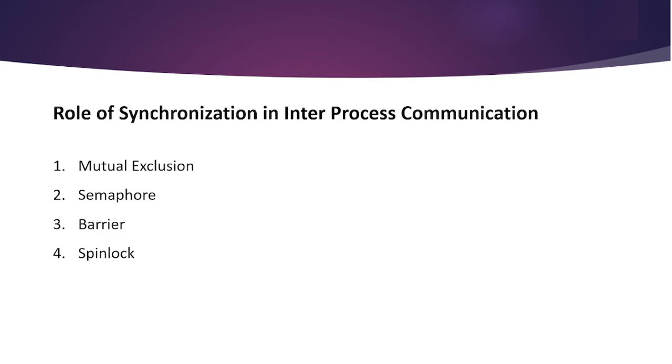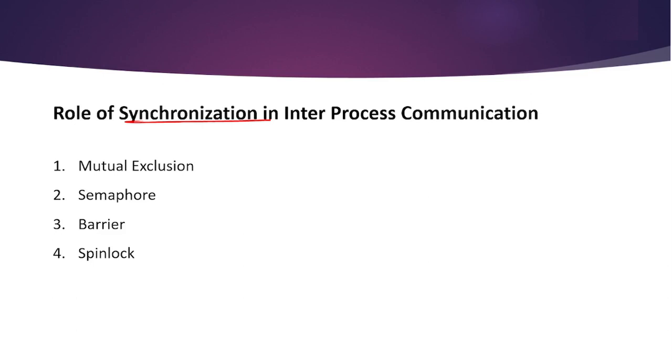Now we have synchronization in inter-process communication. So what does synchronization mean? Synchronization is a very necessary part of IPC. It is either provided by the inter-process control mechanism or it can be handled by the communicating processes. Some methods of using synchronization in IPC include mutual exclusion, semaphores, barrier, and spin lock. All these terms are very, very important, right, students?